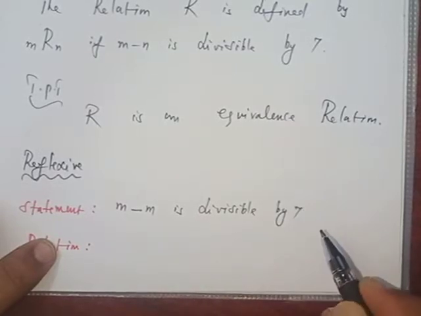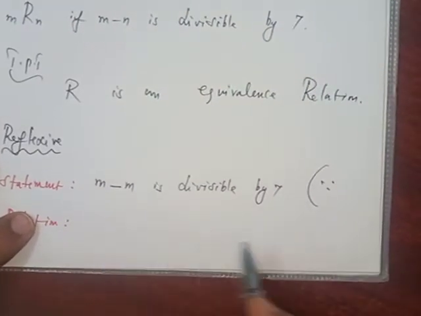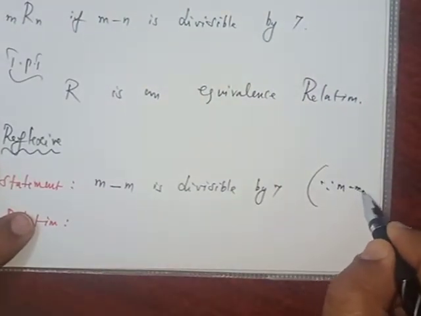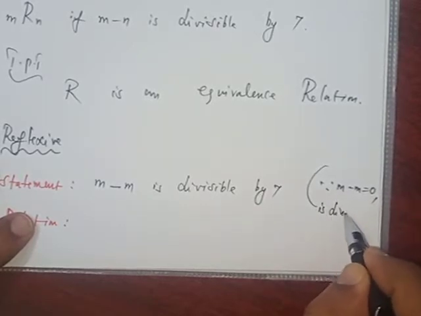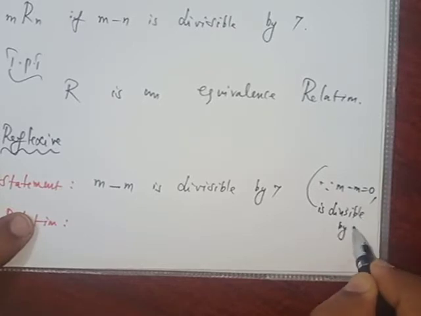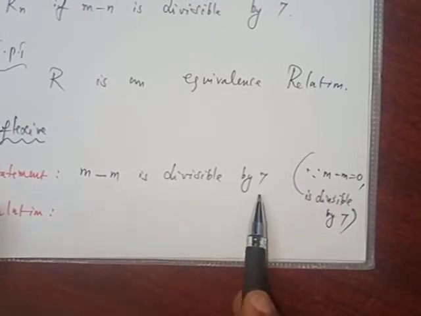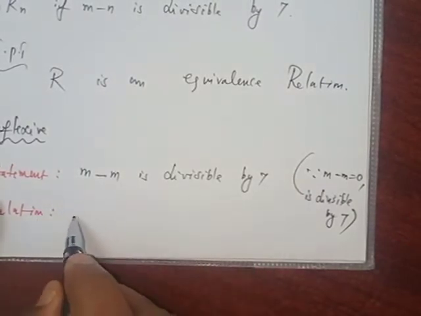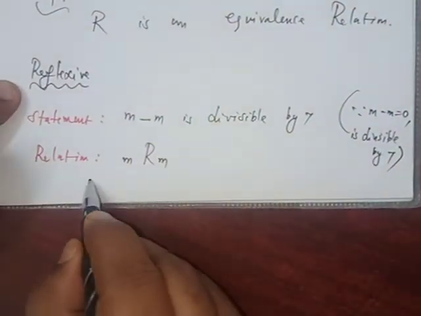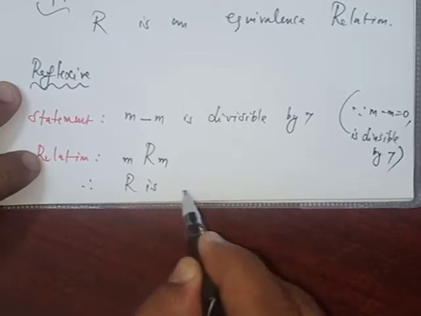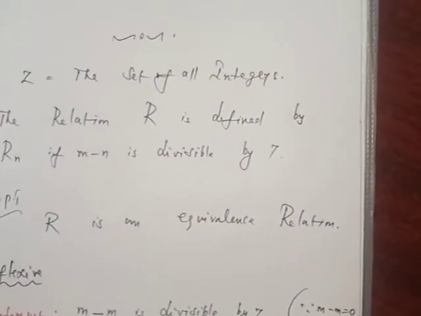divisible by 7. Yes, since m minus m is equal to 0, and 0 is divisible by 7, because 0 is divisible by any number. It is absolutely true, which implies m is related to m. Therefore, R is reflexive.